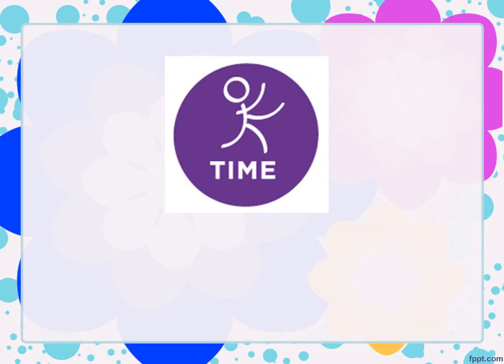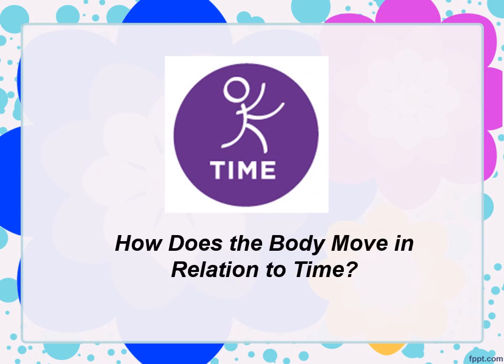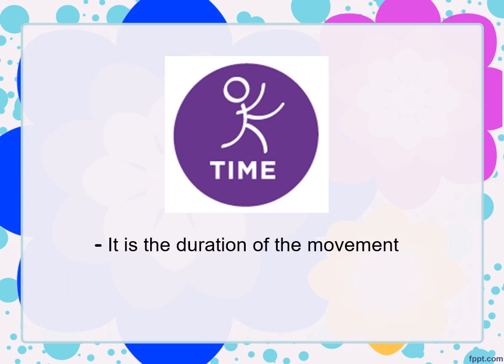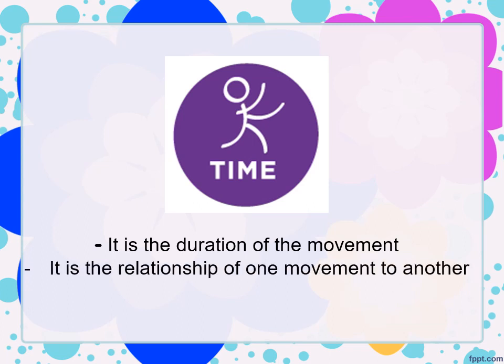The second element is time. How does the body move in relation to time? Time is the duration of the movement. Time is the relationship of one movement to another. Time is the length of the movement that can last for a specific period. You could make a movement slow and last a long time, or make it fast so that it ends quickly. Jump between slow and quick movements to create more impact.